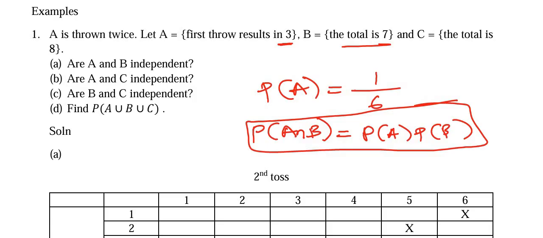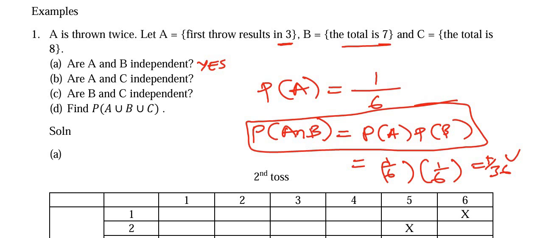So if we multiply these two, what do we get? That's going to be 1 over 6 multiplying 1 over 6, which gives us 1 over 36. So yes, A and B are independent. The answer is yes, because the probability of their intersection is equal to 1 over 36.